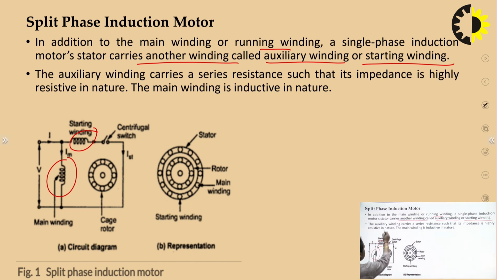The auxiliary winding carries a series resistance such that its impedance is highly resistive in nature, and the main winding is inductive in nature. So, we make the auxiliary winding more resistive, and the main winding more inductive, right? The main purpose is to develop the rotating magnetic field. To develop a rotating magnetic field, at least we require 2 fluxes. That is why we have split this current in 2 parts, right?